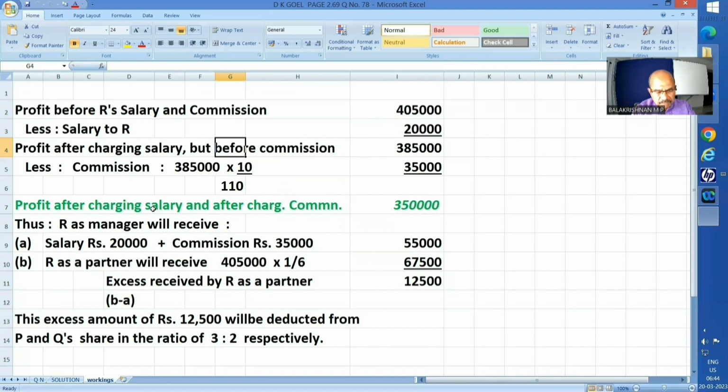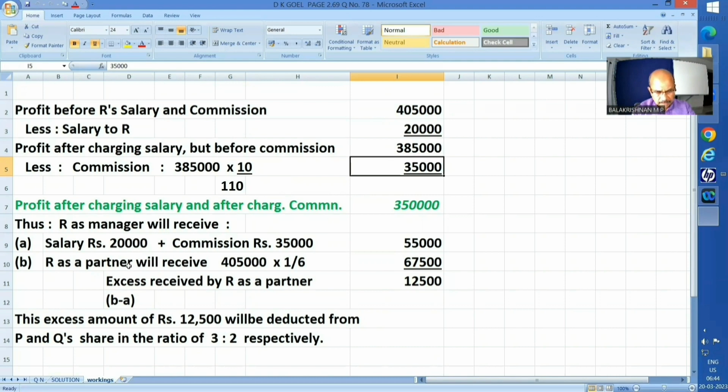The profit after charging salary and after charging commission will be how much? This minus this, 3,50,000. Let's check this commission, whether it takes care of the condition. Yes, 10% of 3,50,000 is 35,000. So the package elements, salary and commission, we have got. Together it comes to how much? 55,000. Yes. Now, the second alternative.